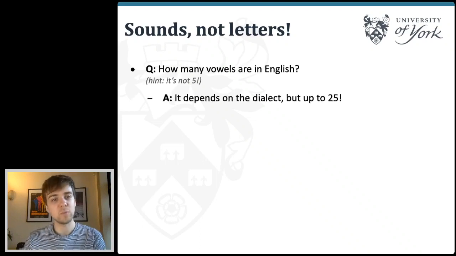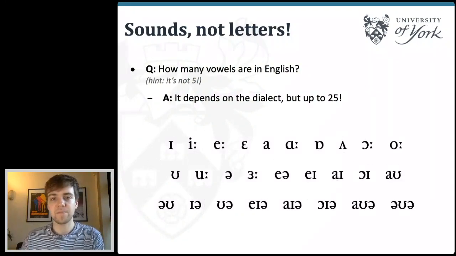The answer, well, it depends on the dialect. There's no one right answer, but in certain dialects there's up to 25 vowels. And in pretty much any dialect of English, there's probably not fewer than 20. So there's quite a lot. This is what they look like.